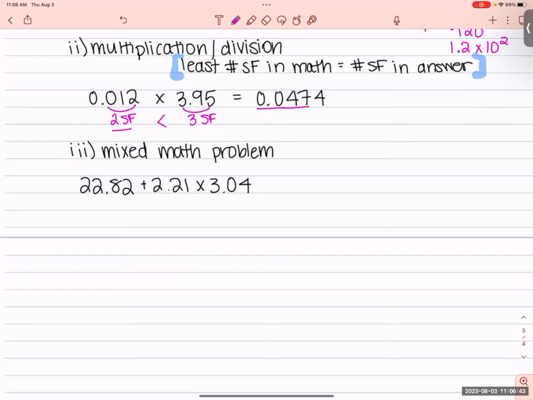I need to go all the way to the 7. So that's where I'll cut it off. The number that comes after the 7 is a 4, so I'll leave it alone. Remember your rounding rules. You're going to get so much practice with this. We're going to do this all semester.